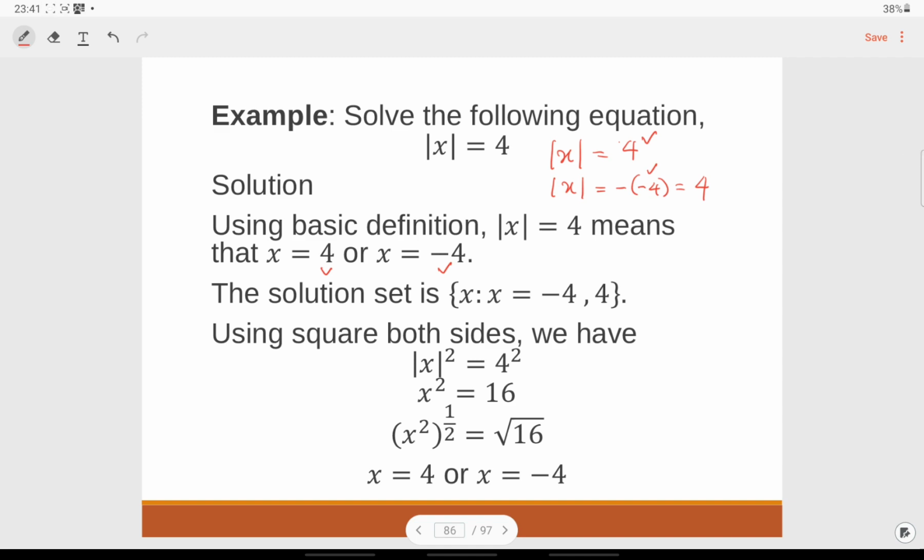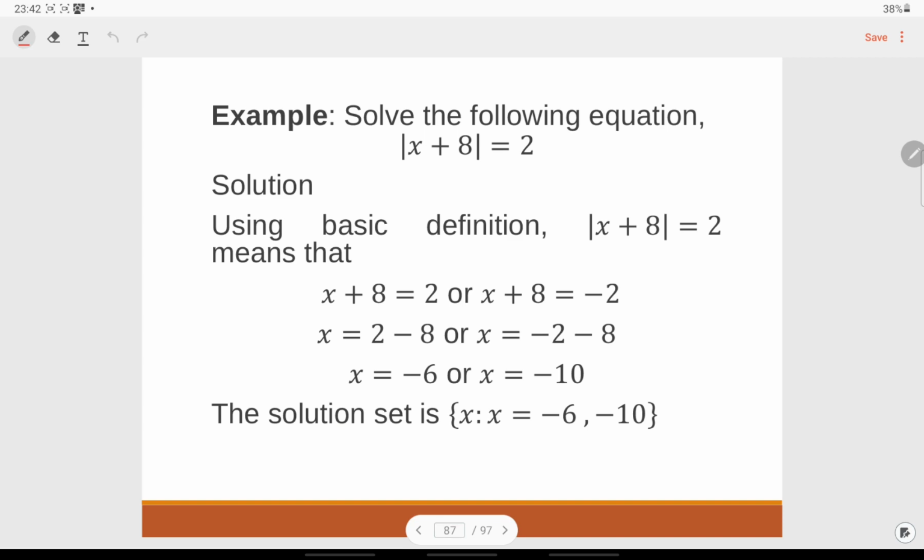Now we move to the second method, which is the square both sides method. From the given absolute value, we put square at both sides. When we put square, we can omit the absolute value sign because a square is always positive. So the remaining expression is x square at the left hand side, and 4 square is equal to 16 at the right hand side. From here, it's very easy to solve for x. So x is square root of 16, which gives us two possible values, x equal to 4 and x equal to negative 4.